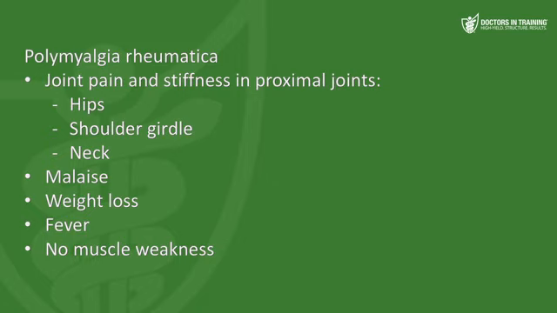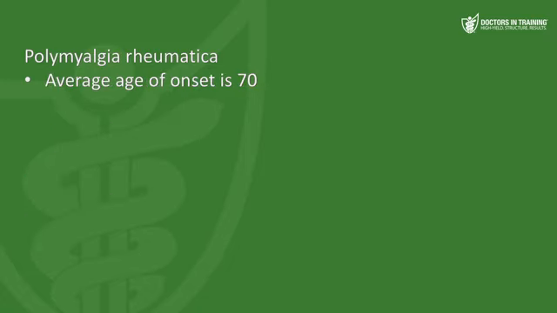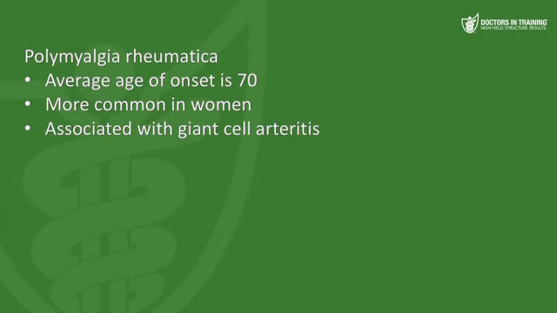So that can help you distinguish polymyalgia rheumatica from polymyositis. The average age of onset of polymyalgia rheumatica is age 70, and it's 2 or 3 times more common in women. So if they give you a little old lady with proximal joint pain and stiffness, think about polymyalgia rheumatica. And it's sometimes associated with temporal arteritis, also called giant cell arteritis. Temporal arteritis is covered in the cardiovascular section. And we'll talk about different types of vasculitides in the cardiovascular section as well.